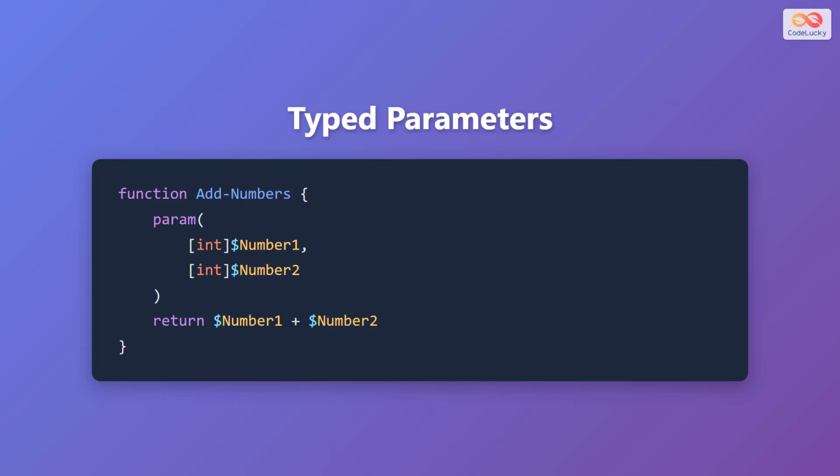To make your functions more robust, you can specify data types for your parameters. This is called type constraint. In this example, the Add-Numbers function declares 2 parameters, Number1 and Number2, both with the int type specified in square brackets. This means PowerShell will only accept integer values for these parameters. If someone tries to pass a string or another data type, PowerShell will either convert it to an integer or throw an error. Type constraints help prevent errors and make your code more predictable. The function then returns the sum of the 2 numbers.